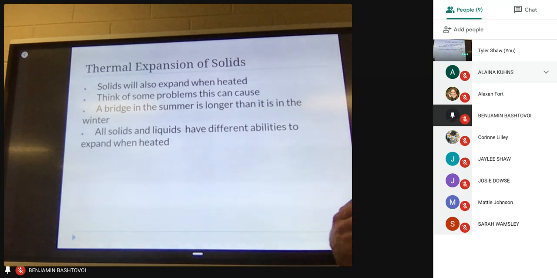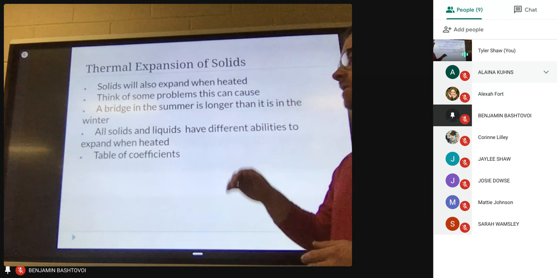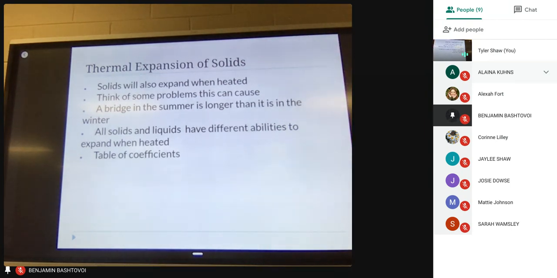heated. So like I said, on Classroom, I shared a chart with you that has the relative amount of how much these things expand when they're heated. The chart's going to look a little silly because the numbers look really weird, and I'll explain why they're doing that. Okay, so the table of coefficients, I'm going to go ahead and flip the slide here. Like I said, you have this in Classroom.